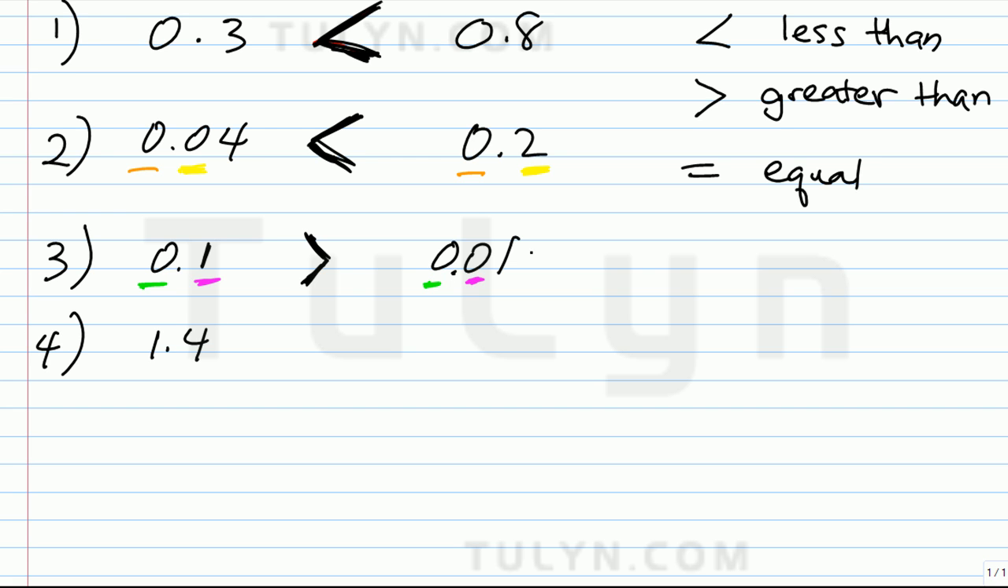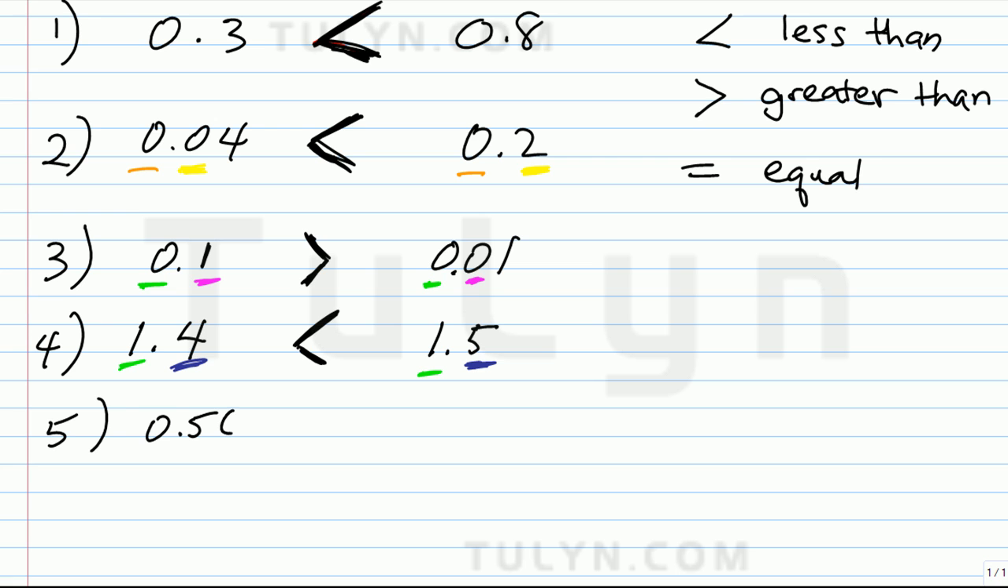How about 1 and 4/10 and 1 and 5/10? Sorry, let me just delete that. Now, look at the ones place. They both have 1, okay? Looking to the next place. How about this and this? 4/10 and 5/10, which is greater? 5/10. So let's have the less than sign.